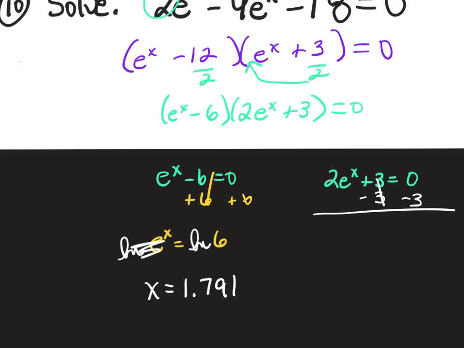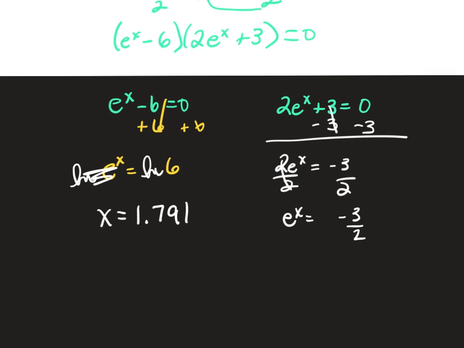Subtract 3. So I get 2 e to the x equals negative 3. Now what? Divide by 2. And I get e to the x equals negative 3 over 2. Last step. And the natural log. Okay. If I take the natural log of the left-hand side, I take the natural log of the right-hand side. Right here, you can stop. If you don't see it, that's okay. Natural log and e will cancel out.